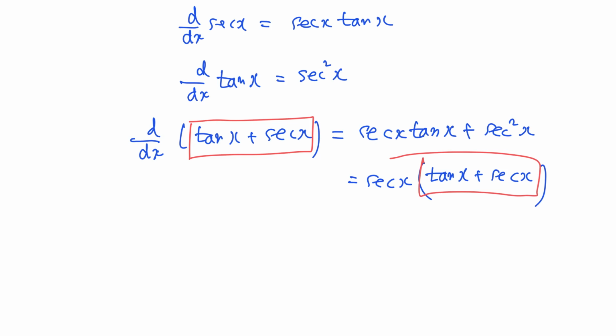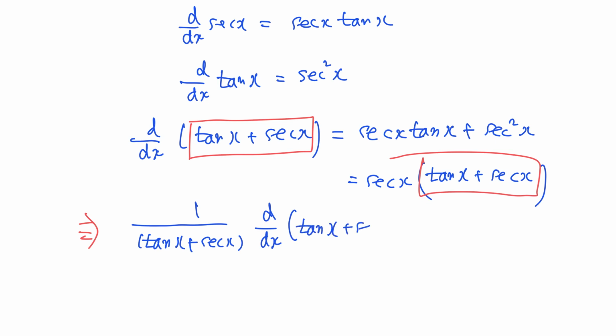So if we divide them by tangent x plus secant x on both sides, we get d/dx of tangent x plus secant x over tangent x plus secant x is secant x, which is 1 over cosine x. This is a very interesting result.